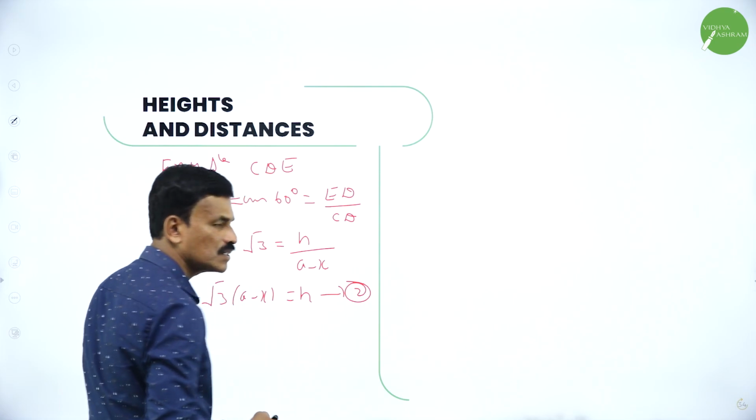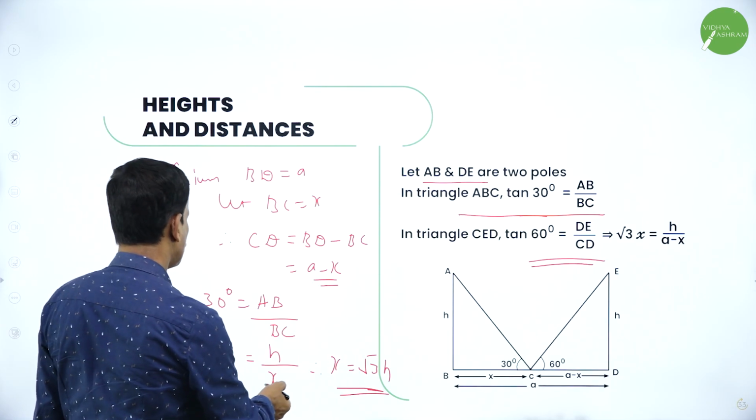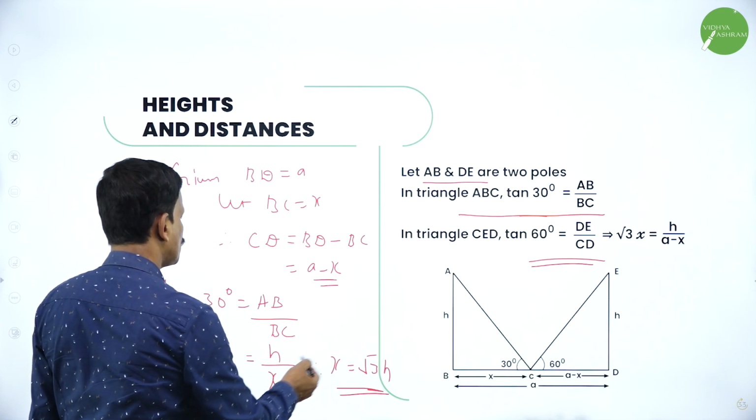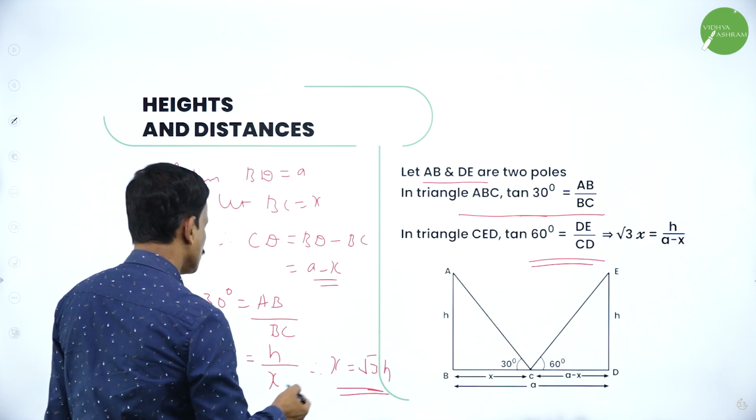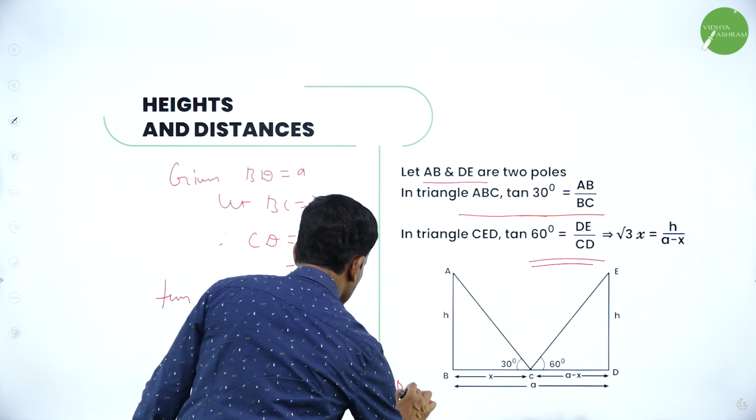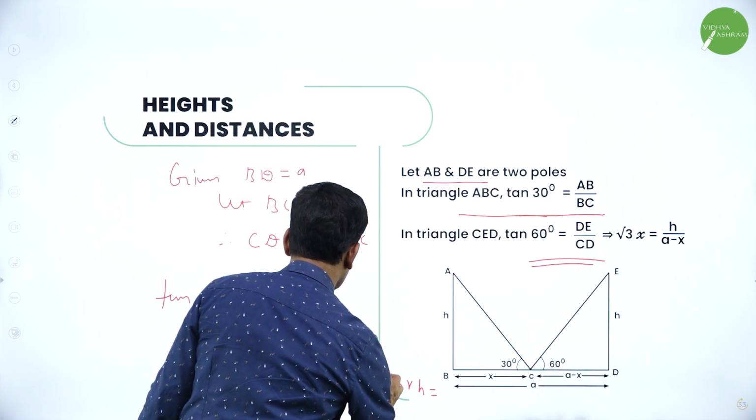Let us represent this as equation number 2. Now from 1 and 2, what do we say? From 1, X is equal to root 3 H, or from this we can also write H is equal to X by root 3.